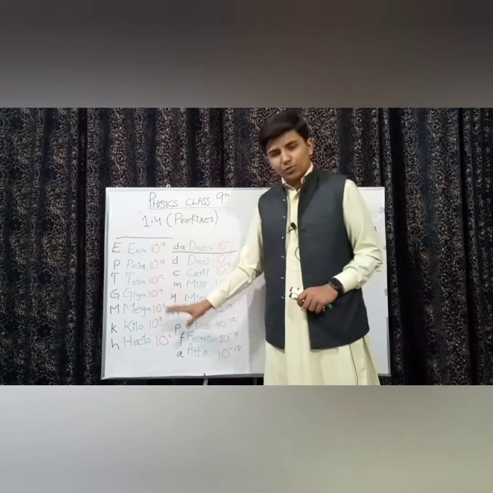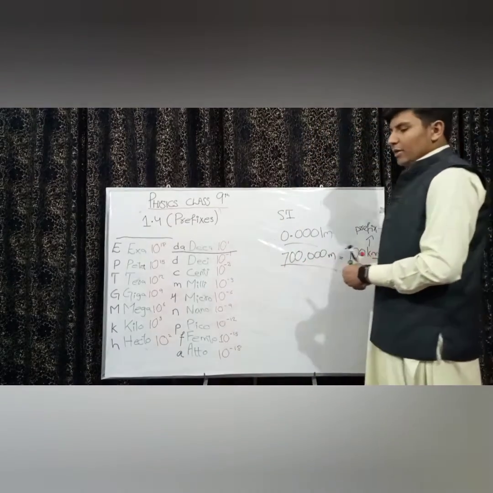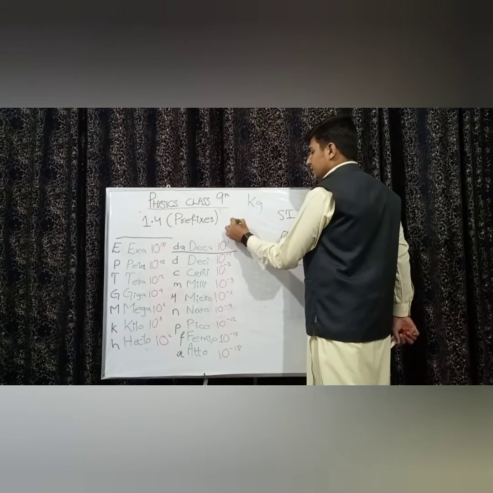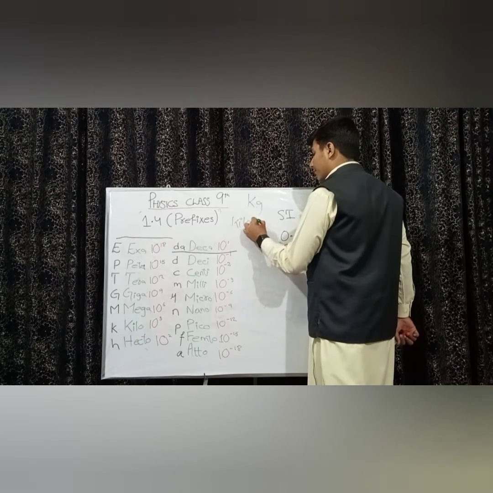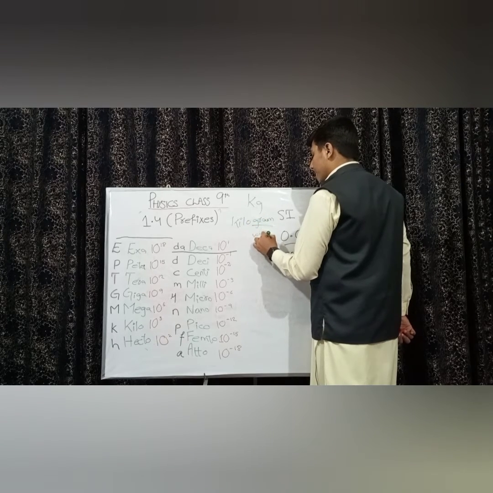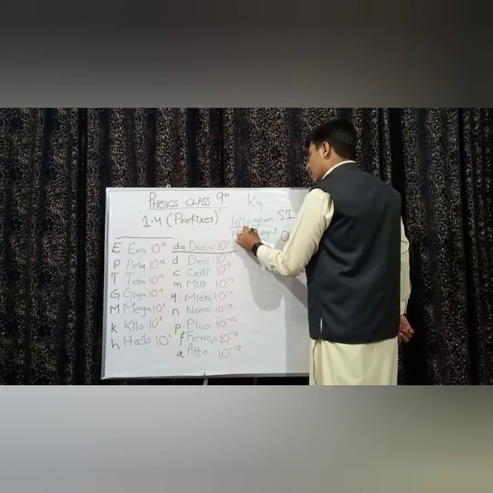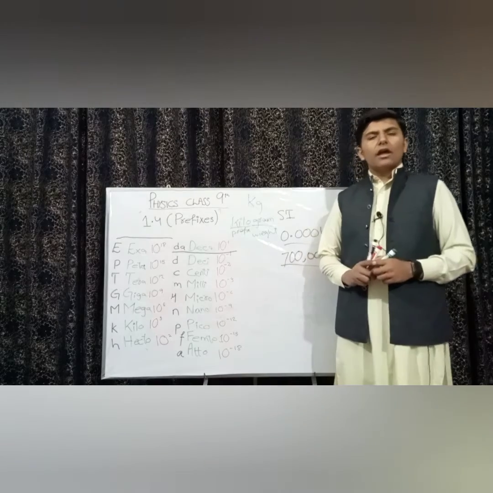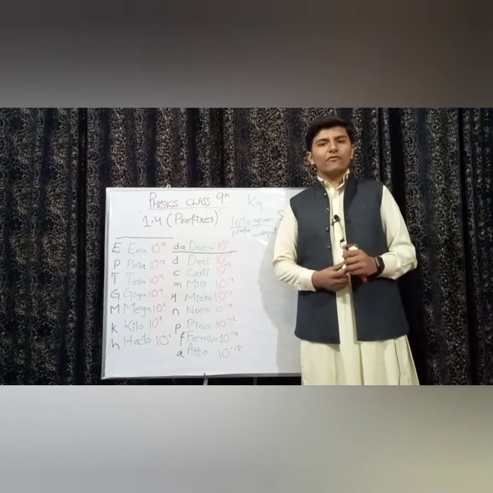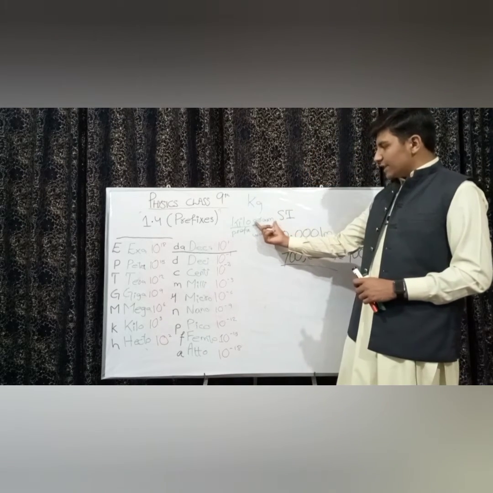Now these are the prefixes which are used here. In our daily life, we use some very common words, like kg. Kg stands for kilogram. Gram is the unit of mass and kilo is a prefix. Gram is a very small unit. If you go to the shopkeeper and ask for 1 gram of rice or 5 grams of rice, it's a very small quantity.